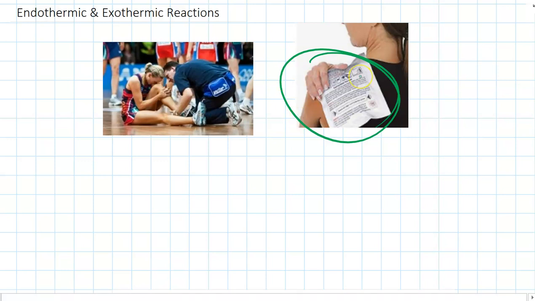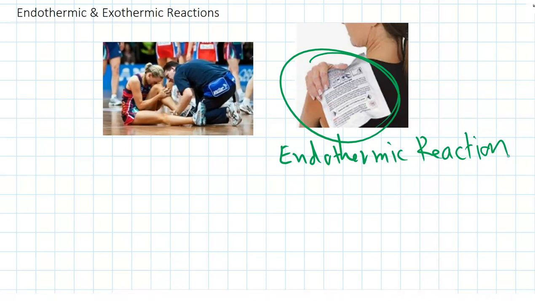If you've ever seen these instant cold packs, the reaction that's going on in this is called an endothermic reaction. It's a particular type of reaction that pulls in heat from the environment, and so it becomes colder as the reaction happens. And that's what we're focusing on in this video.